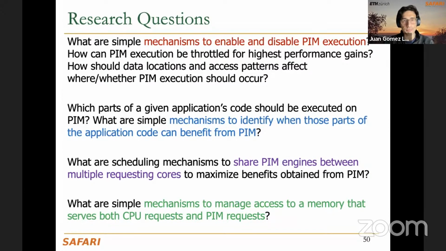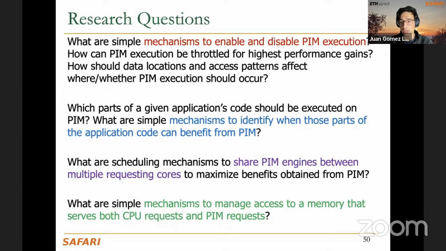Some of them are related to mechanisms to enable and disable PIM execution, depending on the characteristics of the specific workload that we are executing. Questions as well related to mechanisms to identify when parts of a particular application can benefit from processing in memory, and performing the scheduling in the right manner. And also other considerations related to, for example, how to share processing in memory engines, processing in memory cores, when we have multiple requesting cores that might belong to the same application or maybe completely different processes.